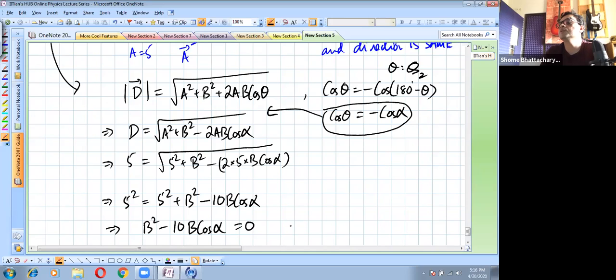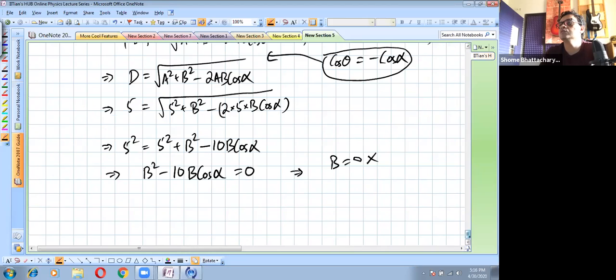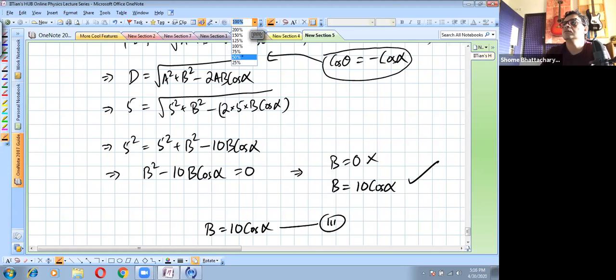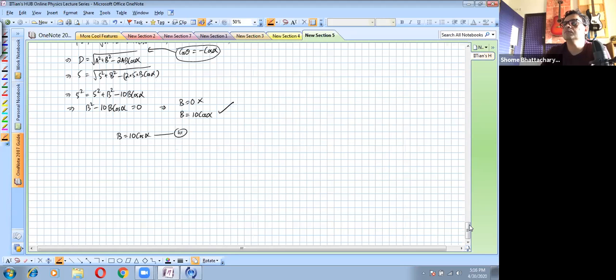So this gives you two possible roots. B is 0, which is not acceptable, because B is a vector which is not a null vector, so it has some magnitude. So B is 0 is not an acceptable solution. The other root is that B is equal to 10 cos alpha. So this is the acceptable root. So our third equation becomes this: B is equal to 10 cos alpha. Now you just compare it with equations 1 and 2 above and come up with the solution.